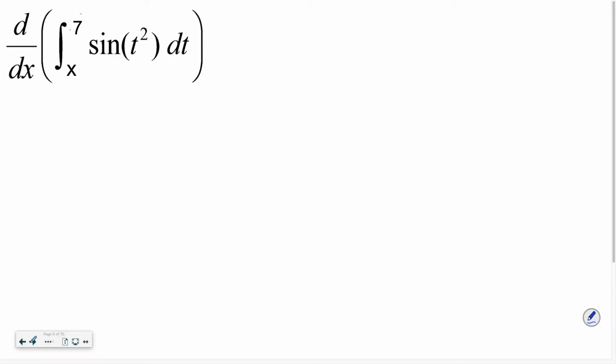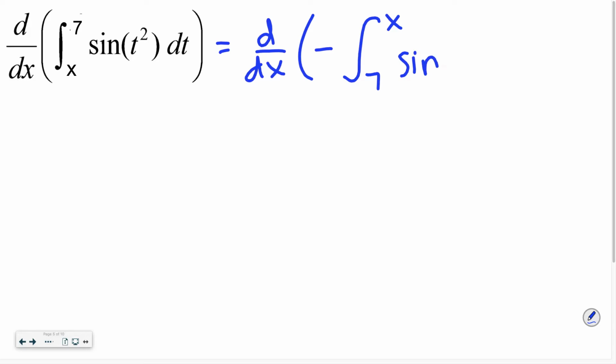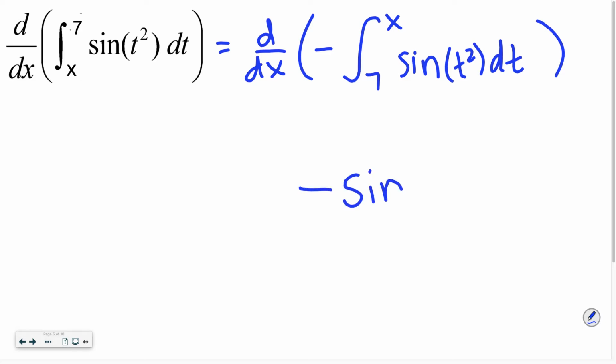So what we are going to need to do, and some of you will probably just do this in your head, but I'm going to write it out. We are going to need to take the integral from 7 to x. So we're going to go ahead and flip this around, right, using our properties of integrals. So what we have is negative sine of x squared.